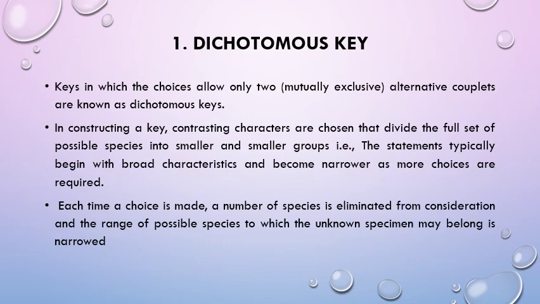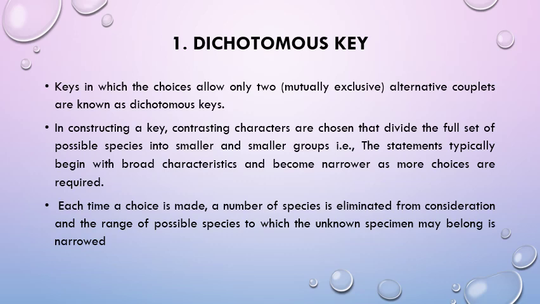Keys in which the choices allowed are two alternative couplets are known as dichotomous keys. Di means two. So in the dichotomous key, we have two alternative choices at each step for the identification. In constructing a key, contrasting characters are chosen that divide the full set of possible species into smaller and smaller groups. The statements typically begin with the broad characteristics and become narrower as more choices are required. Each time a choice is made, a number of species is eliminated from consideration, and the range of possible species to which the unknown specimen may belong is narrowed.